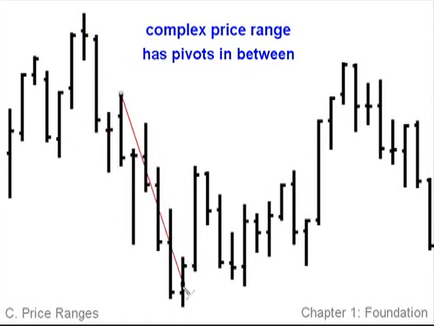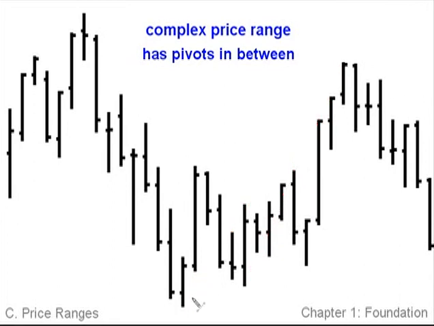And this one is also considered legitimate and good. Here's another good one with a couple of pivot highs and pivot lows in between. Now, how about this one right here? Is this legitimate? Well, yes, it is. We have pivot highs here, pivot lows here, all contained between this low and this high. This is also a good complex price range.